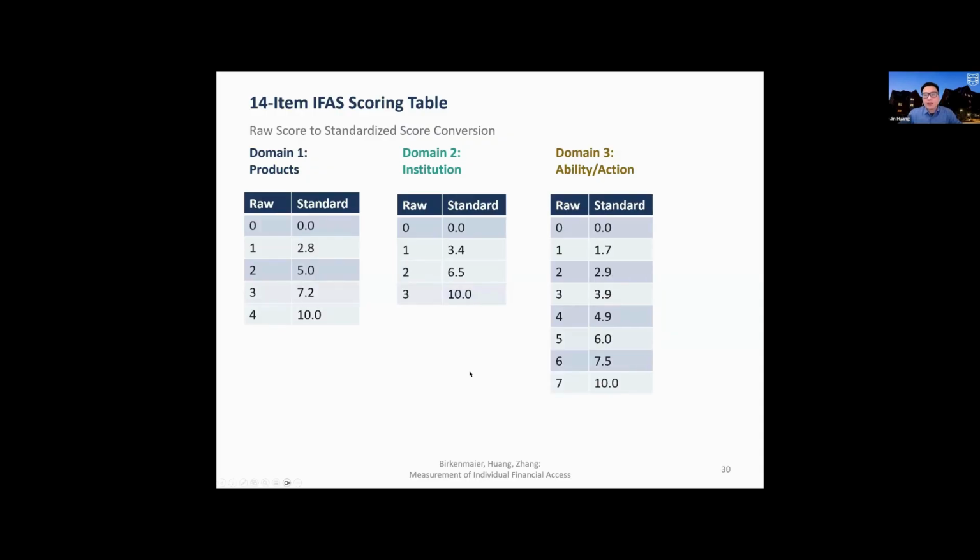And same thing here. If we use the 14 items, eventually we are able to get a total score of 30 to measure people's financial access. With this scoring table, researchers, practitioners and community organizations can use these tables to measure individual financial access.